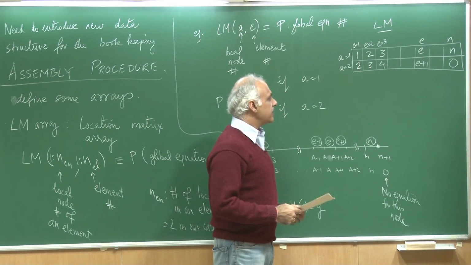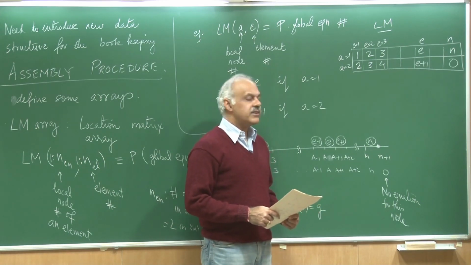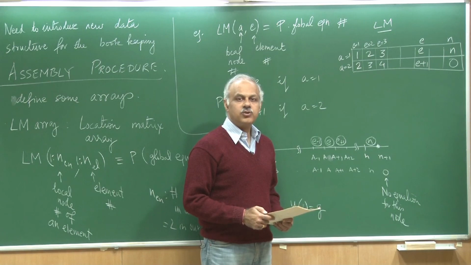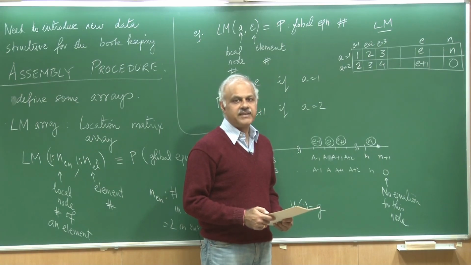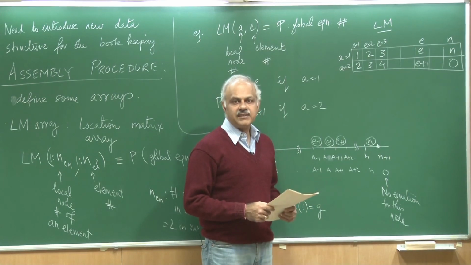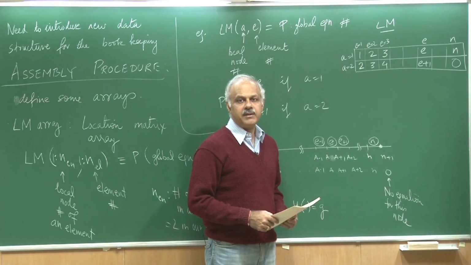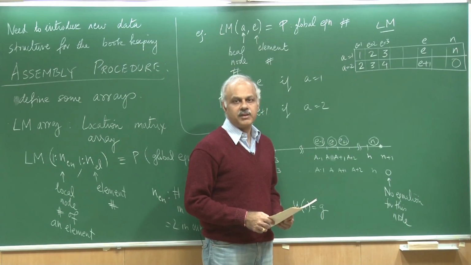Okay, we will stop here in this session, and in the next session we are going to see that given the local 2 by 2 stiffness matrix for the element and the force vector and this LM array, how we can assemble them to get the global stiffness matrix and global force vector and get our solution.